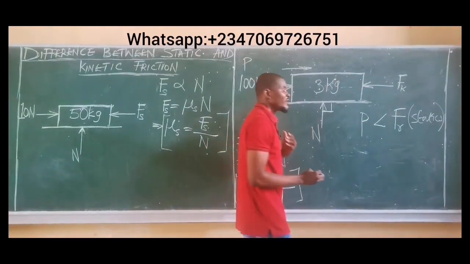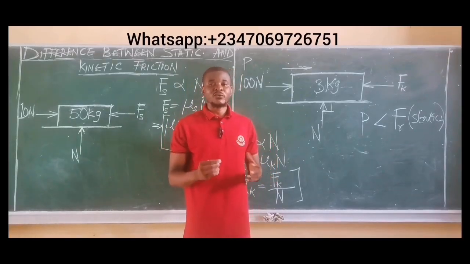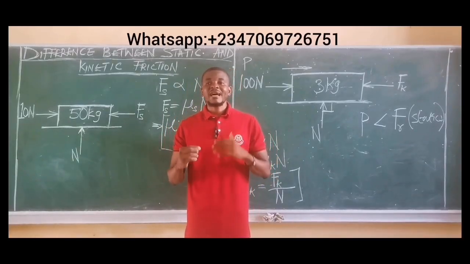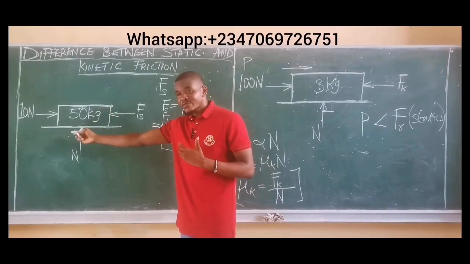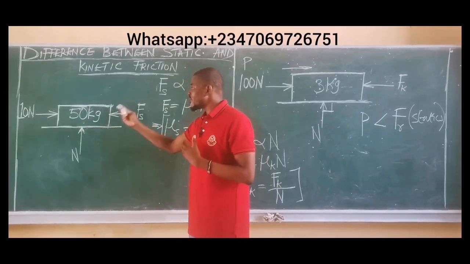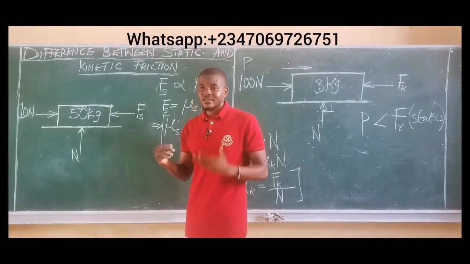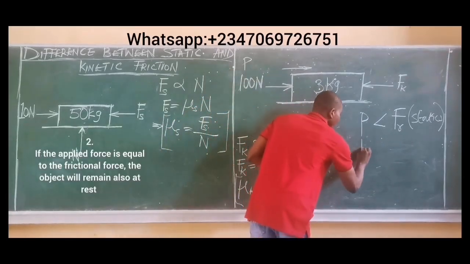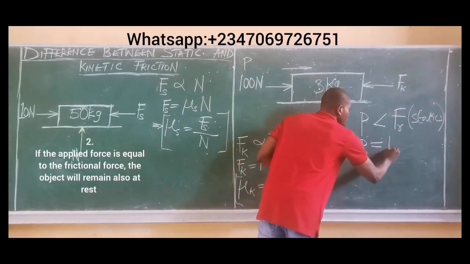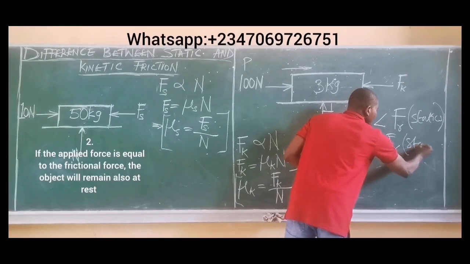Let's use Fr for frictional force. If the applied force is less than the frictional force, then the object will remain at rest. That can be seen over here. Okay, I have a 10 newtons force trying to pull a 50 kg mass, which is very impossible. So this object remains at rest. The second thing to know is that if the applied force is equal to the frictional force, in this same case, the object also remains at rest.